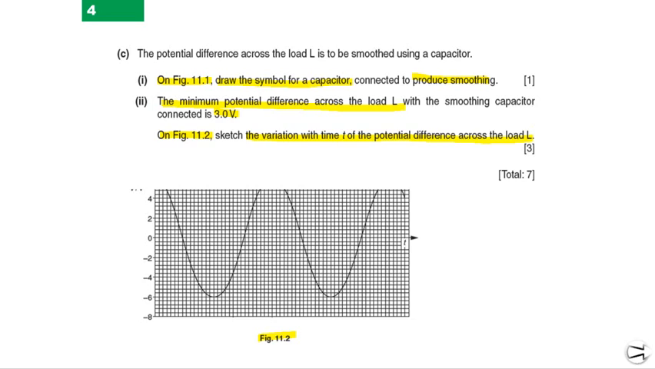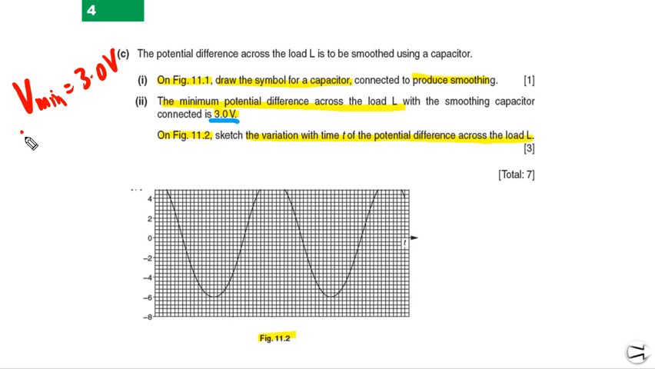To answer this question, the first thing we need to understand is that the minimum potential difference is given to us. The minimum potential difference is given across the load. So the first thing we can say is that V minimum across the load is 3.0 volts. So this is one thing.